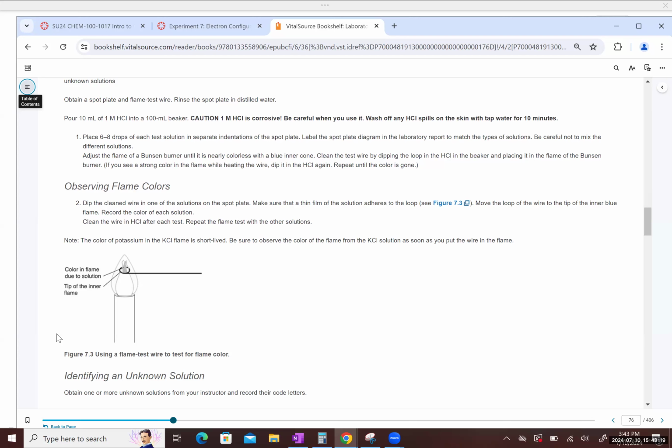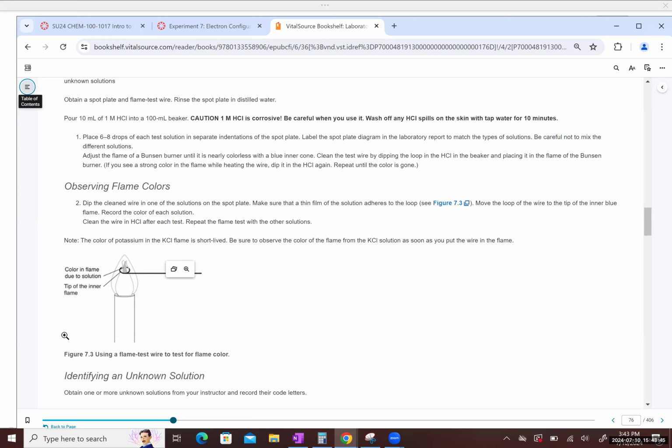And as those electrons return to the ground state, light is released. And this light emission, the flame color that you observe, is characteristic and unique for each metal ion, and it can be used to identify what element is present in a solution. So it's quite a useful test.